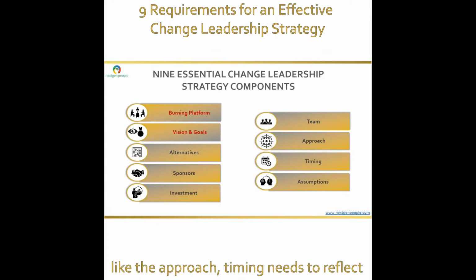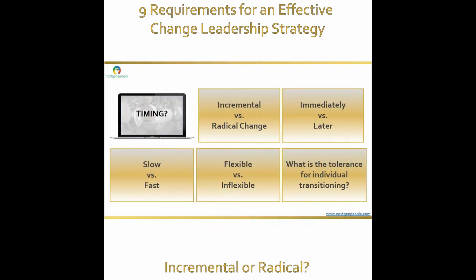Number 8, like the approach, timing needs to reflect what is doable within the specific organization, its culture, and capacity. The timing should take the level of change maturity of the organization in consideration. We will talk about organizational change maturity in our next video next week. Right now, you want to consider if the change will be incremental or radical. Now, obviously, less change mature organizations may need more incremental change instead of all at once.